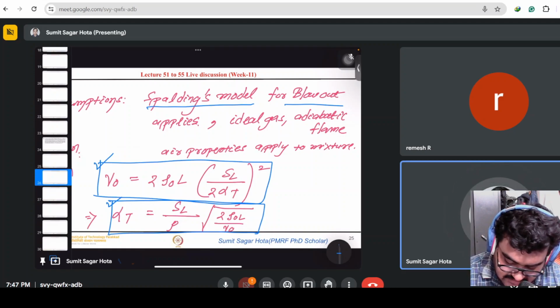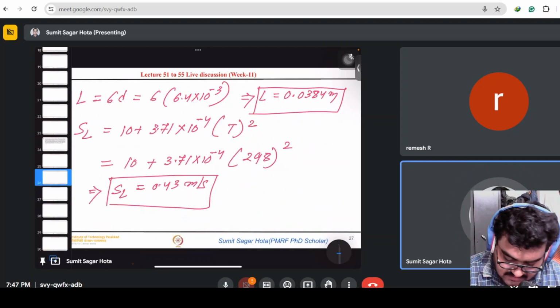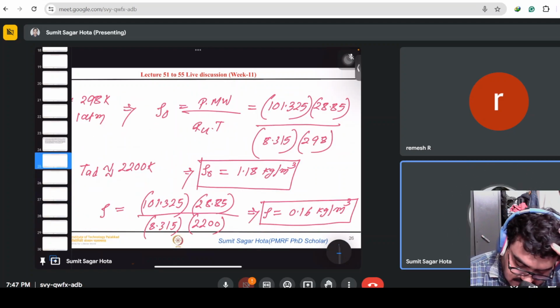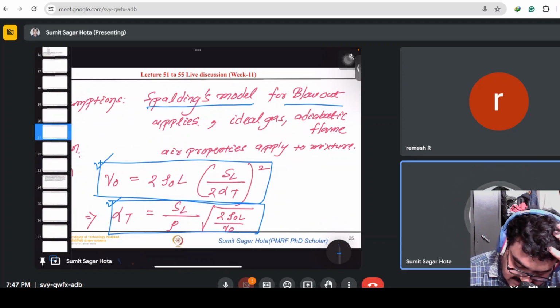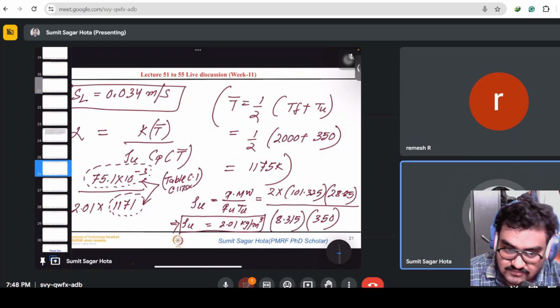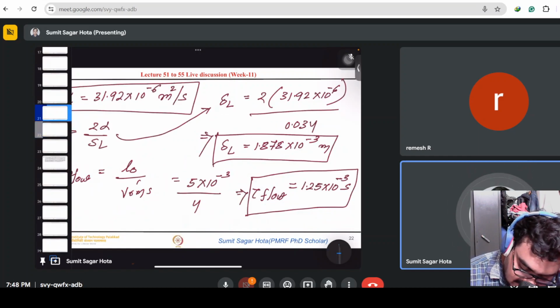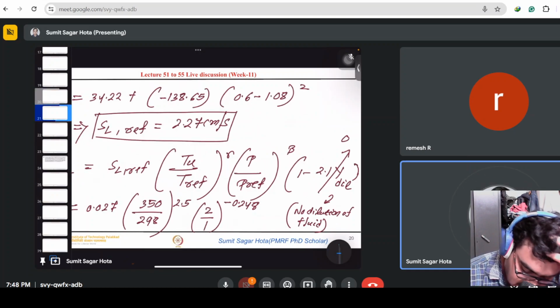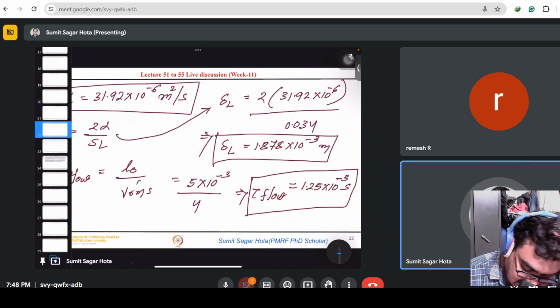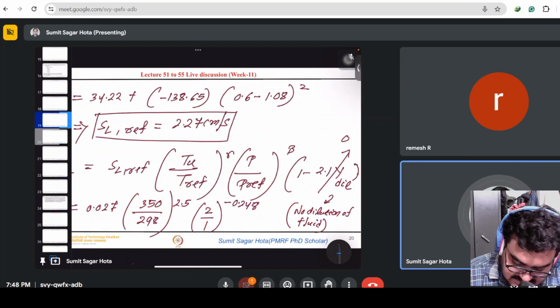Only the difference is here we are finding at T adiabatic. Previously we were finding at the atmospheric temperature or T bar. In place of T bar we are finding at the adiabatic condition, because it's the blowout. If there are normal conditions and they ask you to find laminar flame, Damköhler number, all this, directly just use T bar.